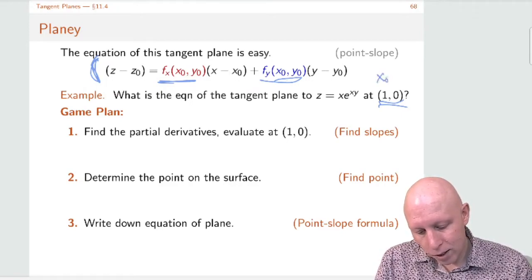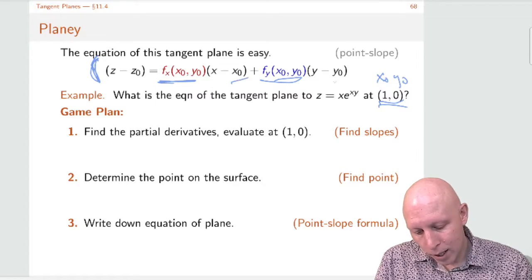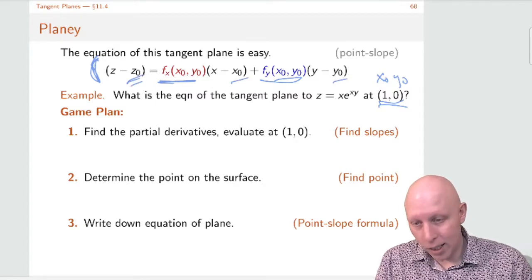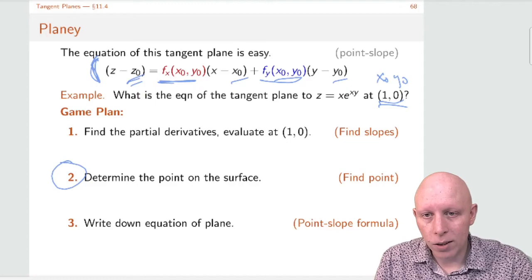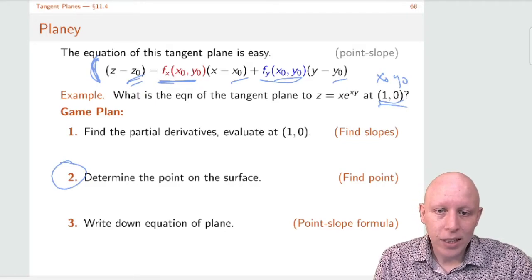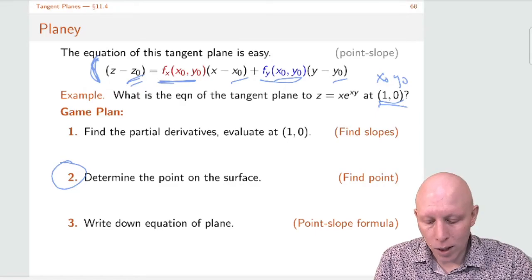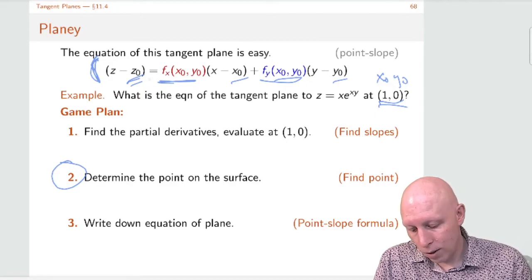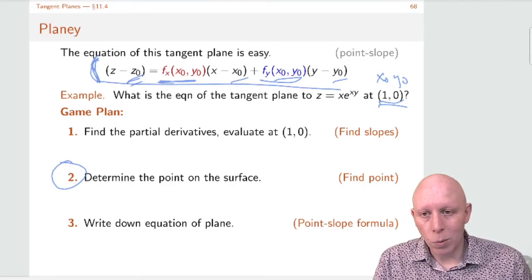Here we have x naught and y naught, but that doesn't mean we have z naught. We have to calculate z naught. That's what the second point is here. And then once you have your point, x naught, y naught, z naught, you can plug those in and get the equation of the plane.